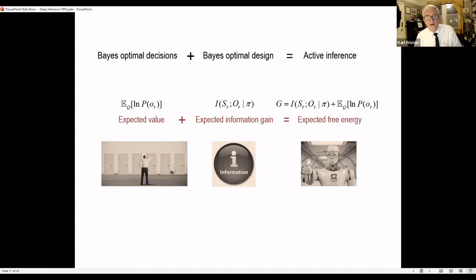On the one hand, we want to make Bayes optimal decisions in relation to our prior preferences. And yet on the other hand, we want to act in a way which resolves our uncertainty and solicits the most informative observations and data that enables us to do our belief updating so that we can make optimal decisions. So technically, that just means we can express our objective function, our goodness function, expected free energy here, written in terms of mutual information and expected value, as a mixture of expected value and expected information gain.